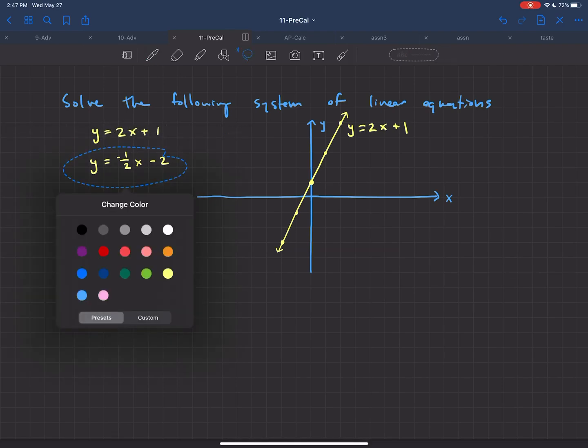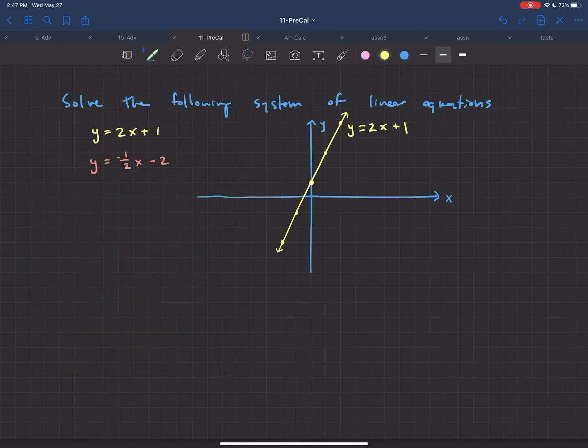So I'll change the color to pink, and then I'll use a pink marker over here to graph y equals negative 1/2 x minus 2. So here is that point right there. So there's the y-intercept. And my slope is -1/2. So I go over 1, down 1/2, over 1, down 1/2, over 1, down 1/2, etc. And then I go over here, over here, over here, over here, etc.